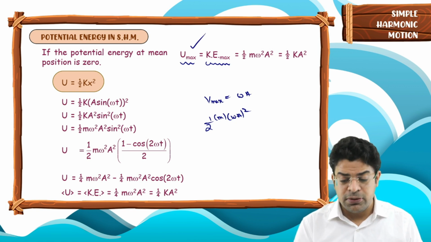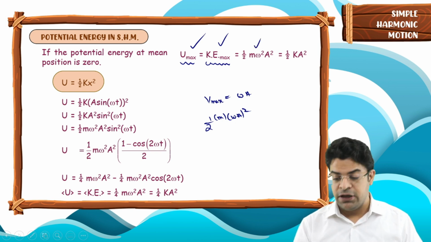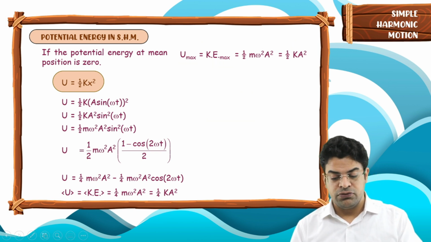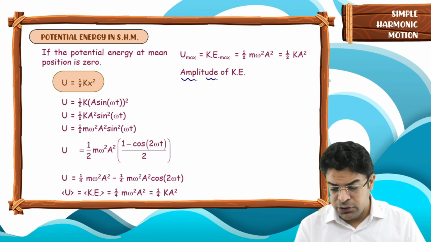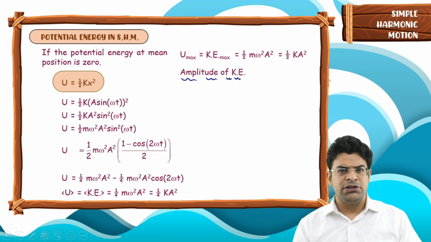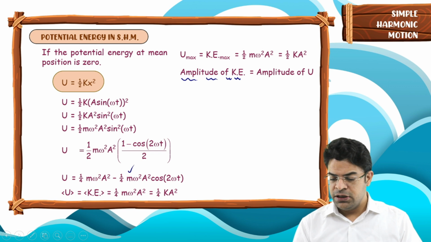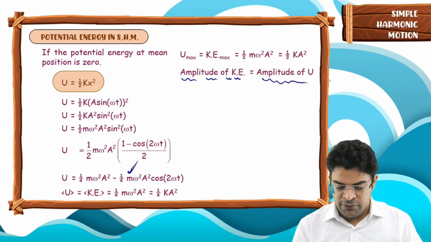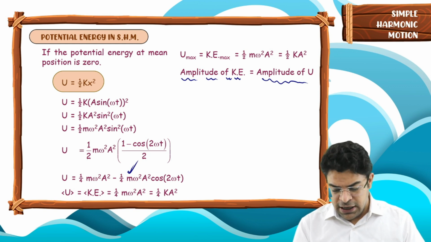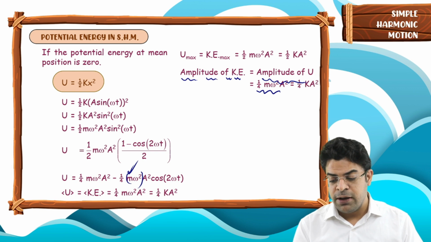So maximum possible potential energy equals maximum possible kinetic energy equals half m omega square a square equals half k a square. Now, what is the amplitude of variation of kinetic energy? The amplitude of variation of kinetic energy came out to be 1 by 4 m omega square a square. It is the same as the amplitude of variation of potential energy, 1 by 4 m omega square a square. And in place of m omega square, you can even write k. So this is equal to 1 by 4 m omega square a square or 1 by 4 k a square.